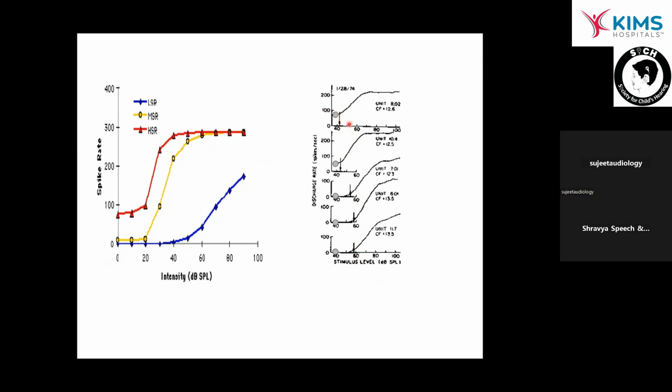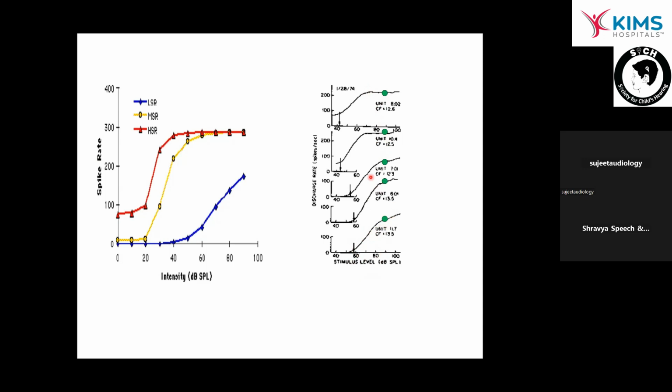Now what happens as you present the stimulus: the high spontaneous rate fiber will start firing here, whereas the low spontaneous rate fiber has not reached the threshold here. As you go on increasing the intensity, there are more and more action potentials here. Now the low spontaneous rate fiber has reached the threshold, so from here the neurons will start firing. Further, if you increase the intensity, the high spontaneous rate fiber has reached a saturation level, whereas low spontaneous rate fibers continue to fire here. As you go on increasing the intensity, this will reach an adaptation stage, and this will not reach an adaptation stage.